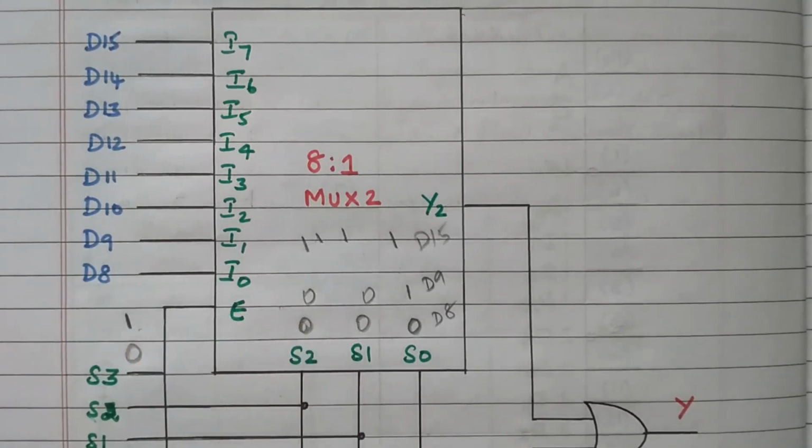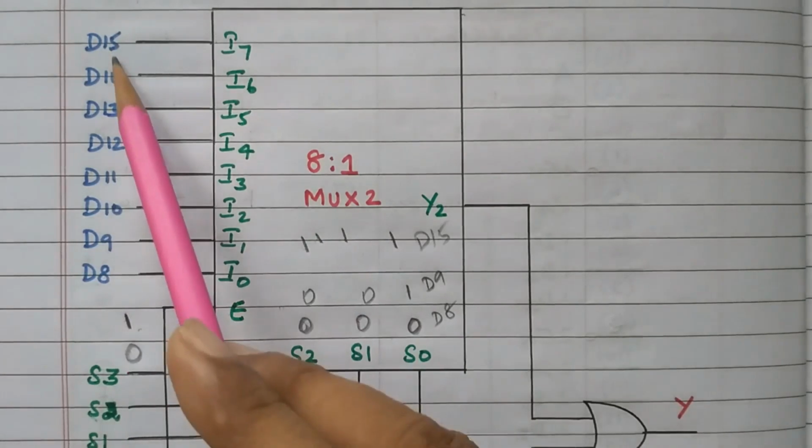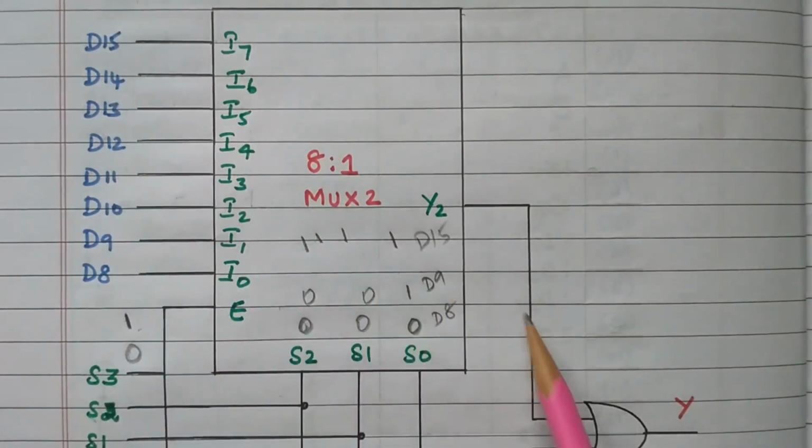When the mux 1 is enabled, any one of the data D0 to D7 is transferred to the final output. Similarly, if the mux 2 is enabled, any one of the data D8 to D15 is transferred to the final output based on the value, 3 combinations 0 0 to 1 1 1.